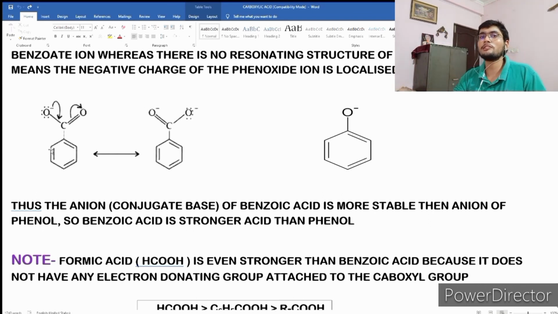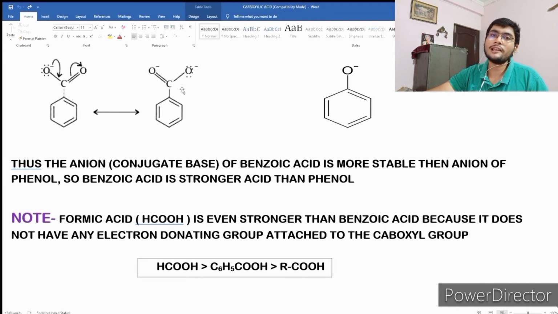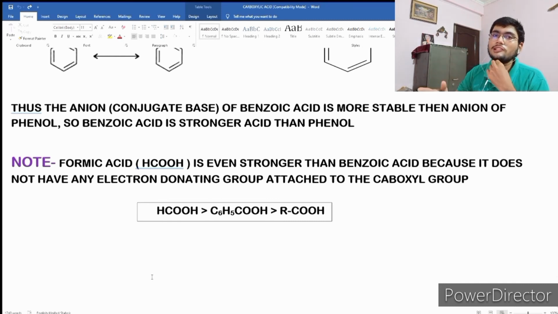Whereas in formic acid, there is no such group attached to the carboxyl group. The formula of formic acid is HCOOH. So H has no tendency to donate or attract electrons. So in this case, there is complete delocalization without any intensification of the negative ion. That's why formic acid is an even stronger acid than benzoic acid. So the trend of acidity of carboxylic acids is this: formic acid is the most acidic, then comes benzoic acid, and then comes the rest of the acids.